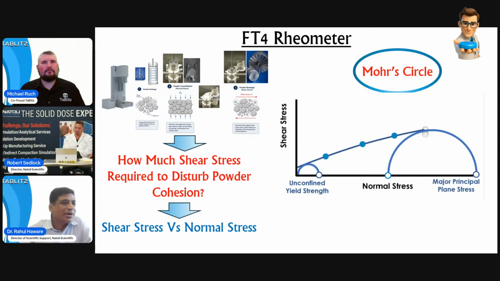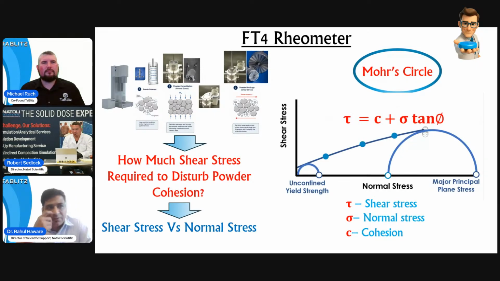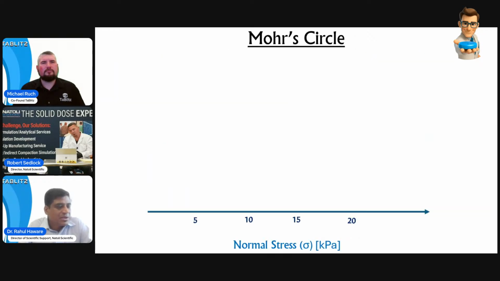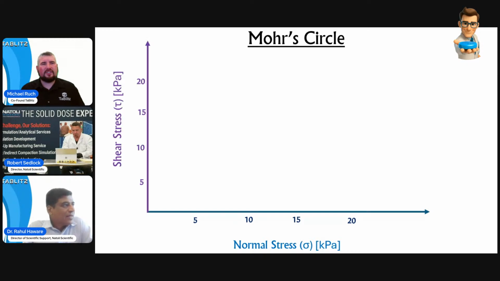What he did, he plotted shear stress versus normal stress. Then this is the equation: tau is equal to C plus sigma tan theta. I will go into the details of that in the next couple of slides. So let's talk about Mohr's circle. First is the normal stress, which is on the x-axis, and Robert was saying he applied 15 kilopascal normal stress. This is the downward pressure. Everybody who's watching, this is the downward pressure that we're applying to the material in that cylinder, just like in tableting, the way you apply compression pressure.